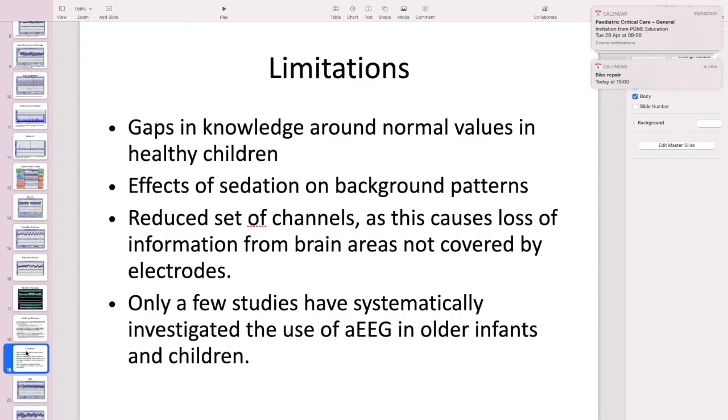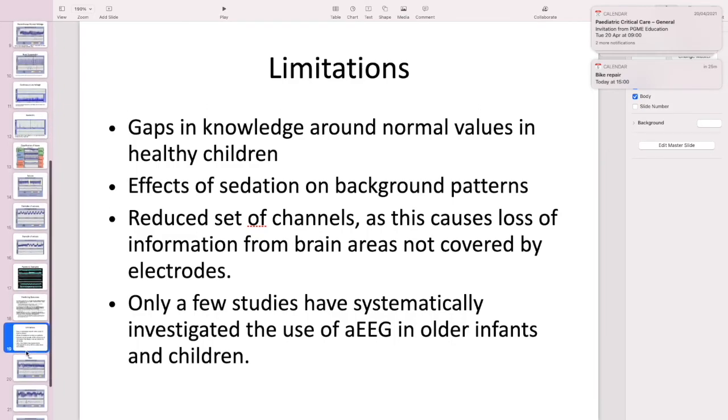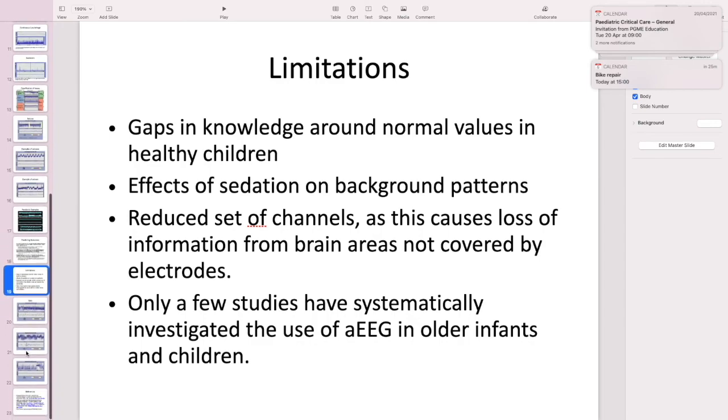So I'd suggest in future we need more studies that systematically investigate the use of EEG in older children and infants. I'll just leave a couple more images that you can look at in your own time as a little quiz and have a think about what they show.